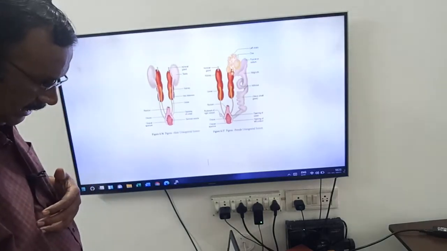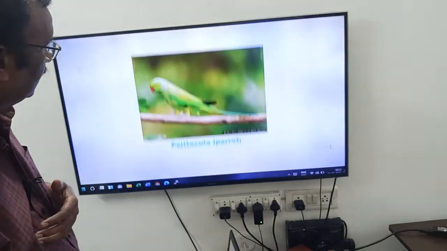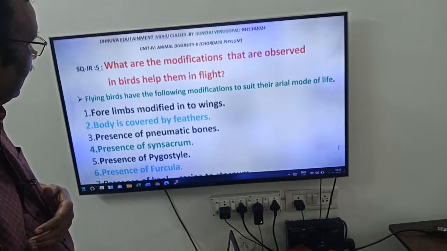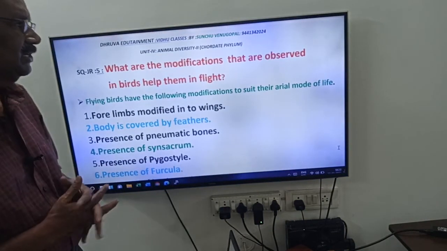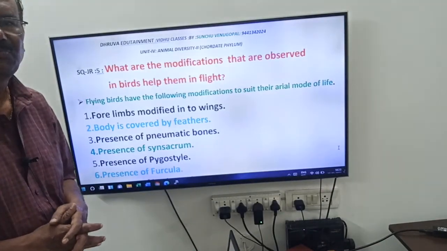Okay friends, this is about what, friends? This is about our question. What is that question, friends? What are the modifications that are observed in birds that help them fly?